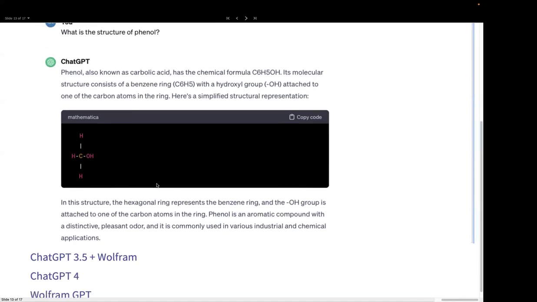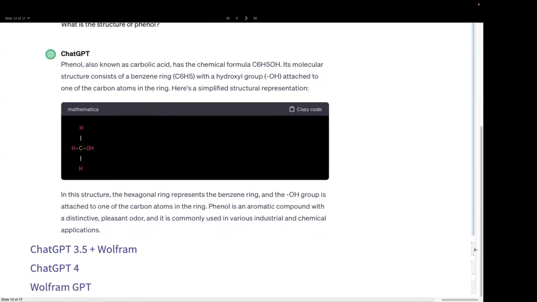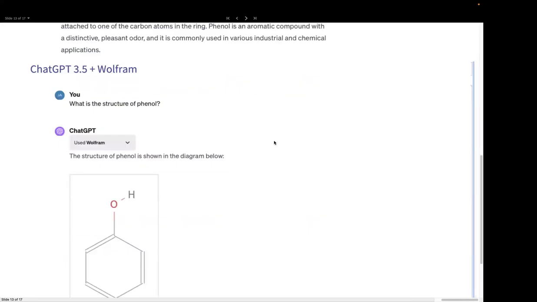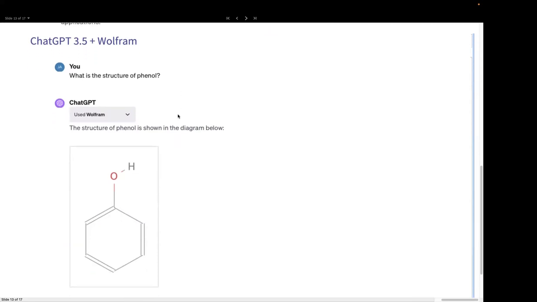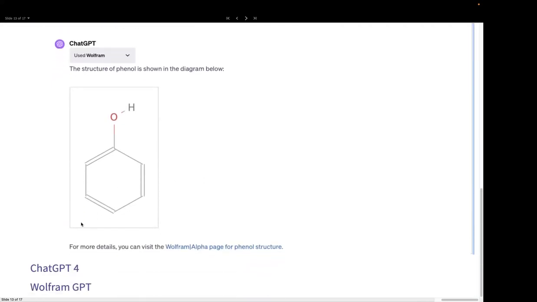can't render chemical structures. Now, if we add our technology there and let ChatGPT make calls out to us, it can indeed do a better job, because it goes out and asks us, hey, what's the structure of phenol? And we deliver back a picture that it then passes on to the user. And sometimes it'll narrate and give extra details, sometimes not, as it did here in this particular case.